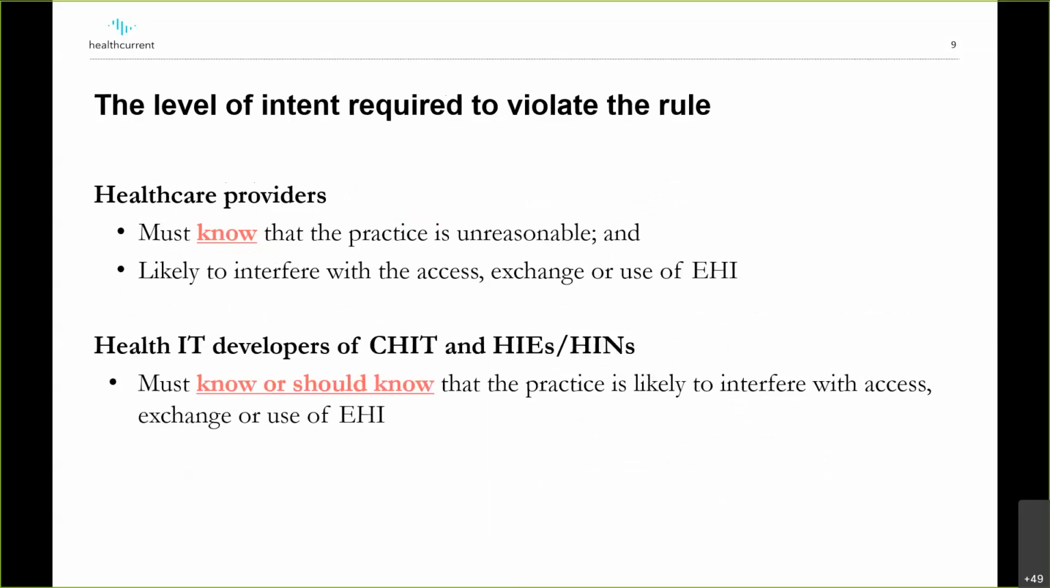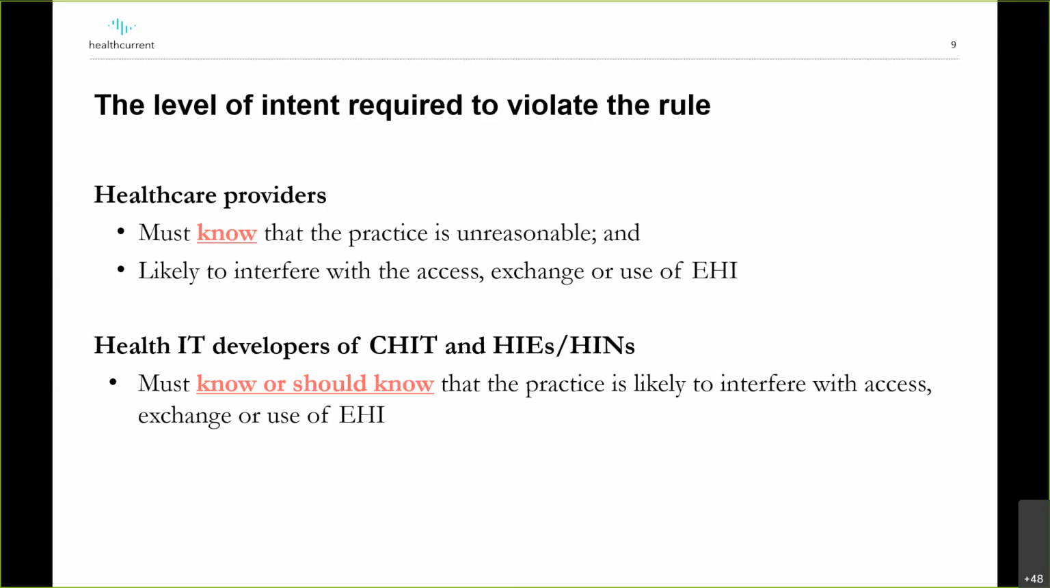Okay, so now that we've defined all these various elements of information blocking, I do just want to note a difference in the intent requirements to determine violation of the rule. Specifically, there's a difference between healthcare providers and health IT developers of certified health IT, like HIEs such as Health Current. And the primary difference are these underlined in red here. When you're talking about the information blocking rule and its application to healthcare providers, there is a higher bar: the healthcare provider must know that the practice is unreasonable and likely to interfere with access, exchange, or use.